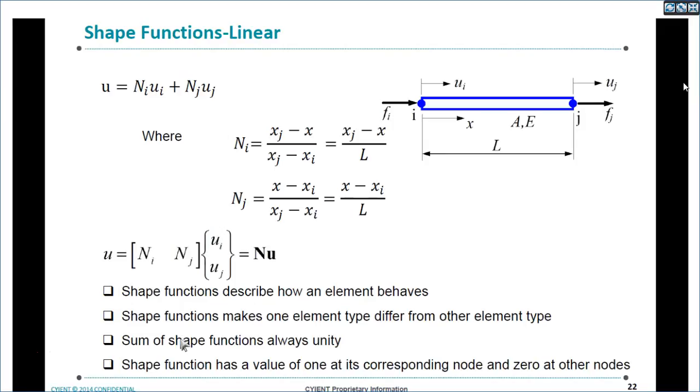Another thing is that the sum of shape functions is always unity. If you add these, the minus x and plus x will get cancelled, and xj minus xi divided by L will give 1. So the sum of shape functions is always unity. A shape function has a value of 1 at its corresponding node and 0 at other nodes. For example, Ni will have 1 here and 0 here. For Nj, we have 0 here and 1 here. So shape functions have a value of 1 at their corresponding node and 0 at other nodes.